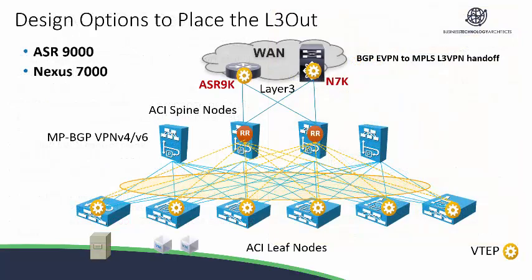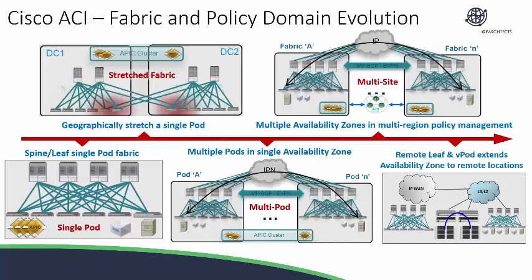So here are design options to place the layer 3. You can do an ASR 9000 or a 7K connected to your spines, which are also route reflectors. And there are multiple site options. We're going to go over these very quickly, but typically you can geographically stretch a single pod, a stretch fabric. No one does that anymore because those are leaves connected directly into spines. There's single pod and multi-pod.